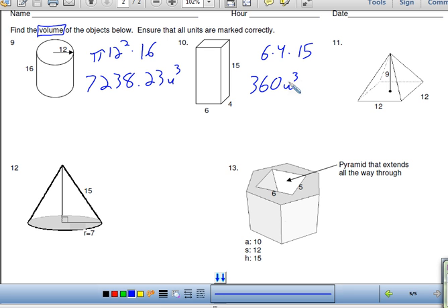For number 11, we have a pyramid. It's a regular old square-based pyramid. One of the nice parts about this is we have the height. This is the true height. So our formula is 1/3 the area of the base, which is 12 squared, times the height, which is 9. We multiply that all together, and we get 432 units cubed.